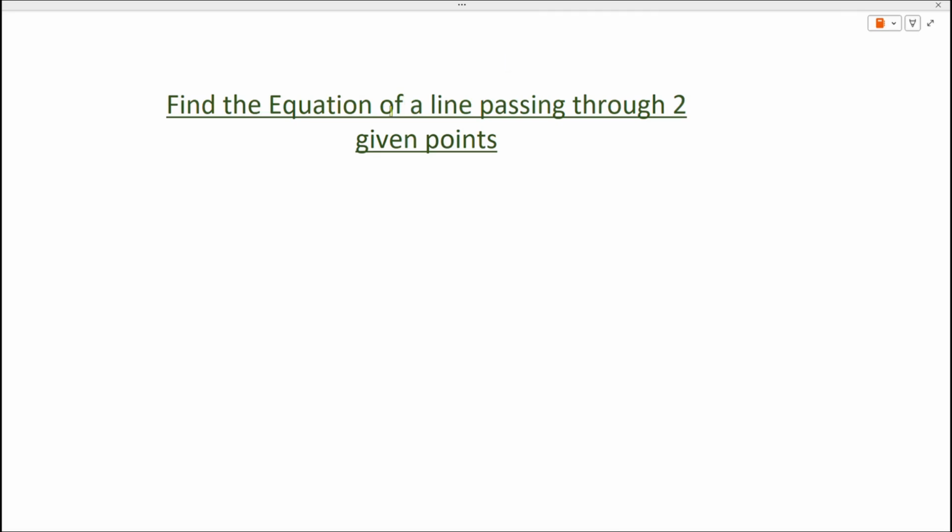Hello, today we'll understand how to find the equation of a line which passes through two given points. We already are familiar that when we have to find the equation of a line, it has to be in y is equal to mx plus b form, where we have to figure out the value of the slope and the y-intercept and just substitute them over here, and we'll get the equation of a line.